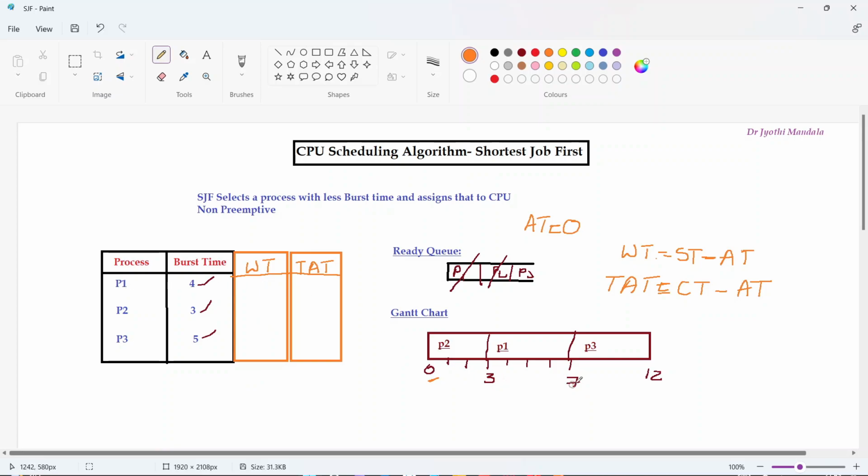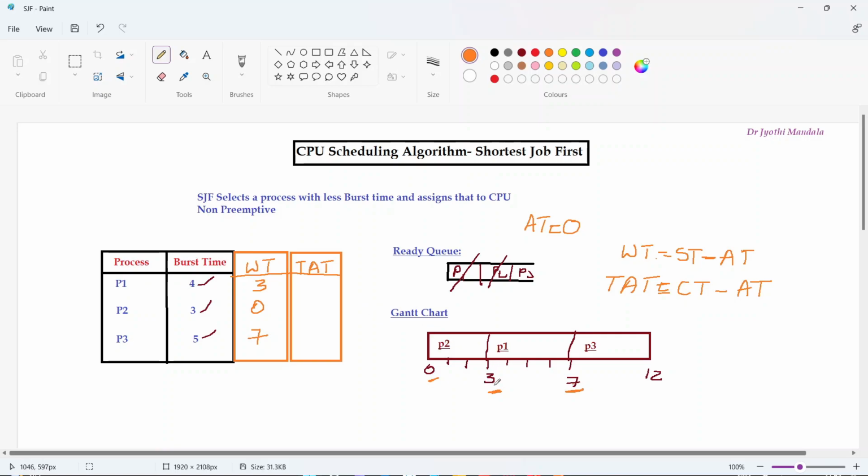P1 is completed at 7 seconds, right? 7 minus 0 is 7. I hope, sorry. P1 at 3 seconds. 3 minus 0 is 3 here. P2 started at 0 seconds, so 0 minus 0 is 0. I just reversed the things, okay? P3, 7 minus 0, 7. Okay, because I have thought this is P1, that is why earlier I wrote wrong, but now it is clear.